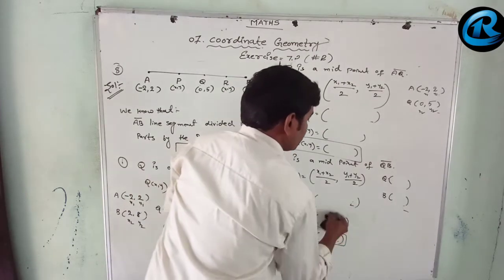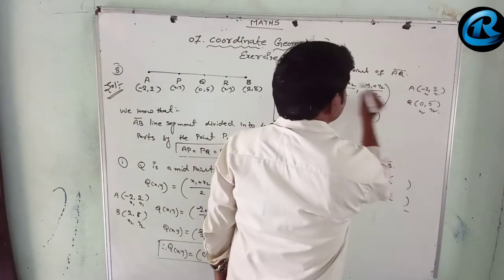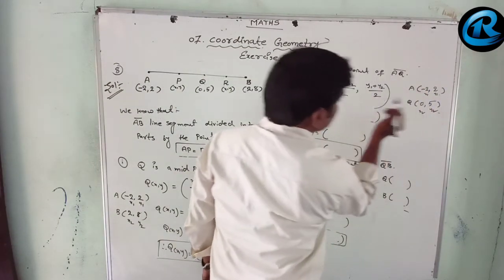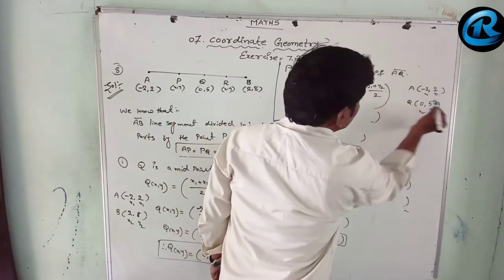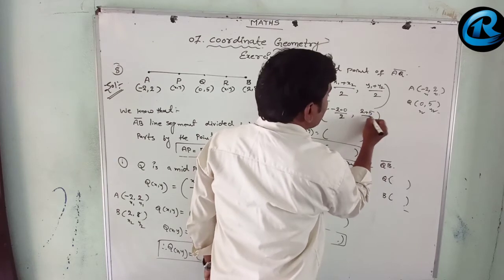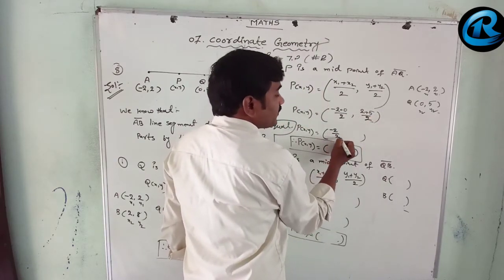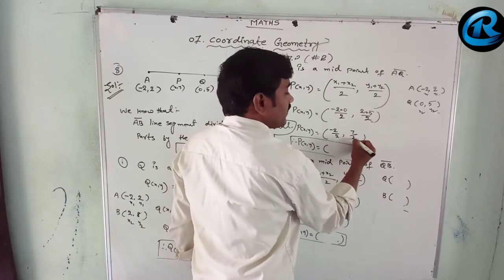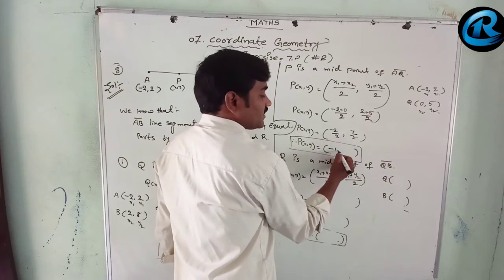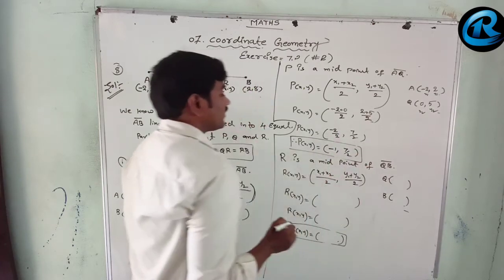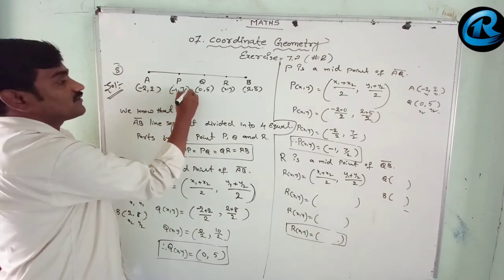Why write everything again and again? It's a waste of time. So only substituting values. x1 plus x2, that is -2 plus 0 by 2, y1 plus y2, 2 plus 5 by 2. -2 plus 0, that is -2 by 2, comma 2 plus 5, that is 7 by 2. So -2 by 2 is -1, here 7 by 2. The P(x, y) we got as (-1, 7 by 2).